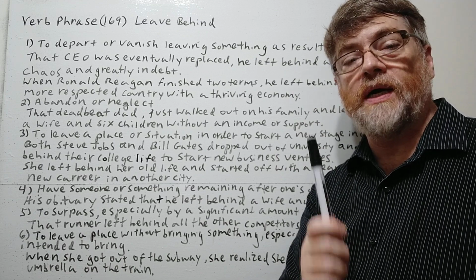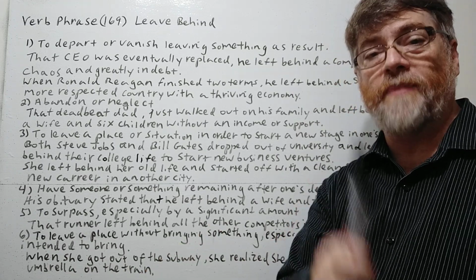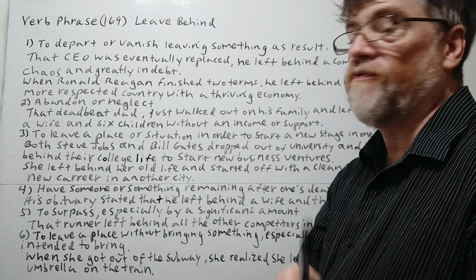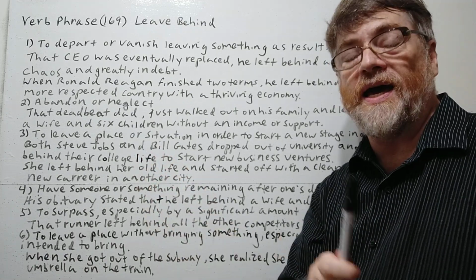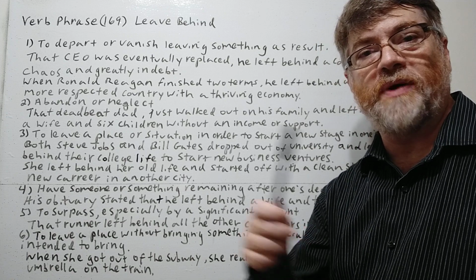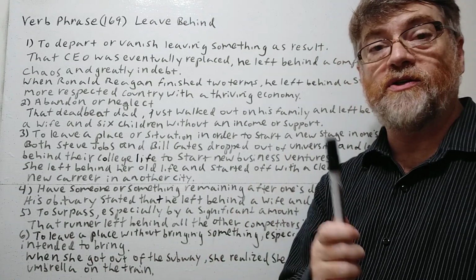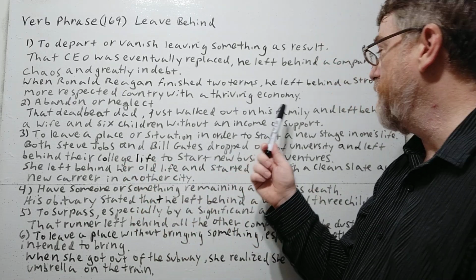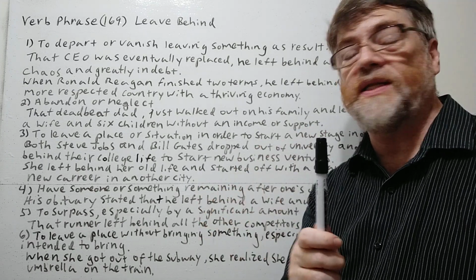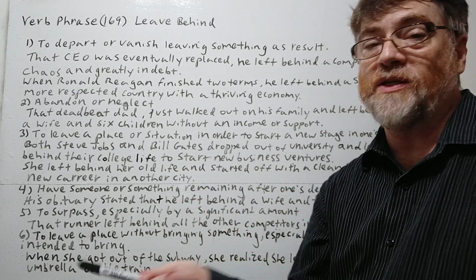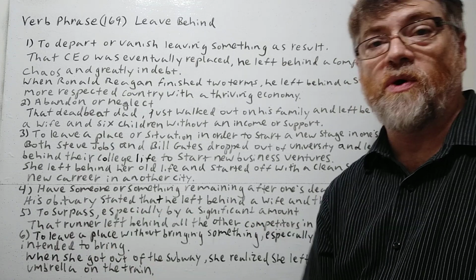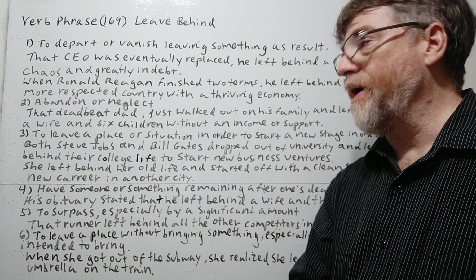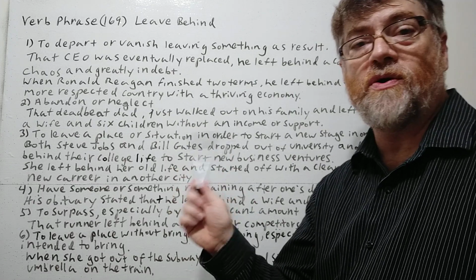Okay, let's look at number 2 here. To abandon or neglect. So "leave behind" could be in a situation where you're abandoning somebody or neglecting to take care of somebody you should take care of. Let's look at the first example. That deadbeat dad, especially a dad that doesn't want to pay child support or doesn't want to take care of his responsibility for having children, just walked out on his family and left behind a wife and 6 children without an income. Maybe she was taking care of the kids and he was working, and he just walked away one day, just never came back, or support.